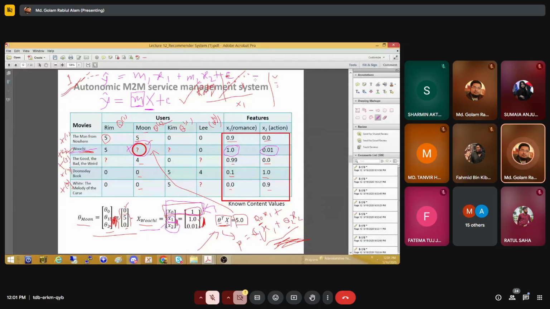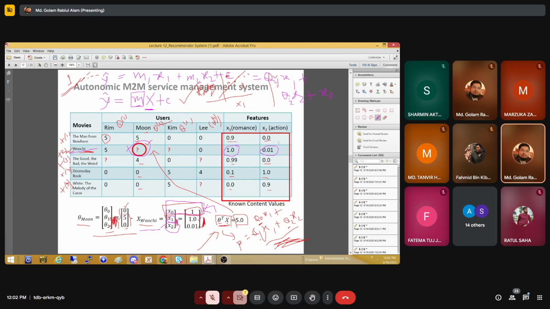Instead of m1, we can rewrite this as theta1 x1, plus theta2 x2, and plus c. We can consider the c as being multiplied by our x0.